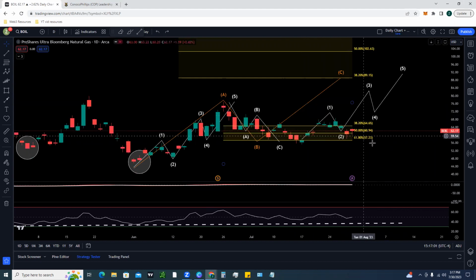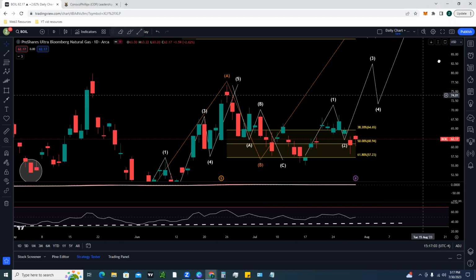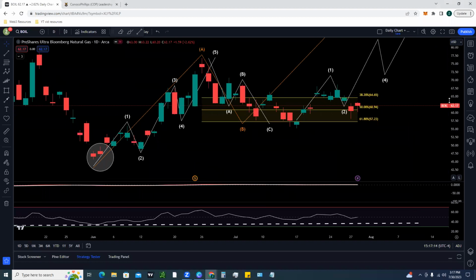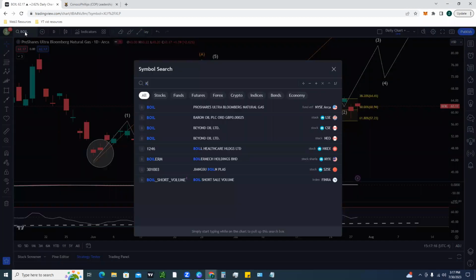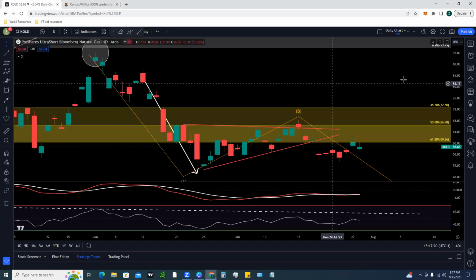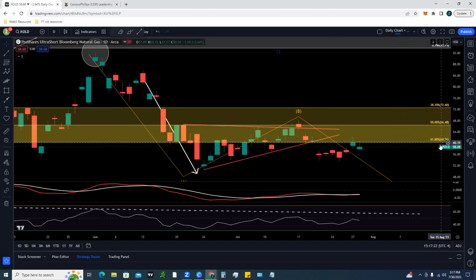If we break below 60.94, 57.23 is going to be that last line in the sand. And if we flip that area to resistance from support, then most likely we're getting a reversal back to our previous lows. All right, so that's what I'm looking at on BOIL. When we take a look at KOLD, which is going to be basically the inverse of BOIL, we're still trading below $60.36.